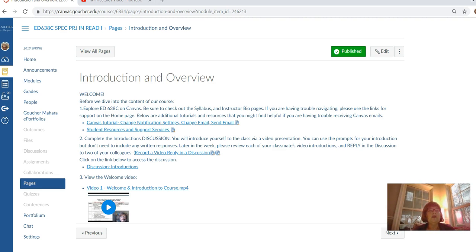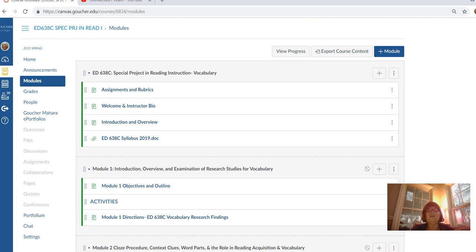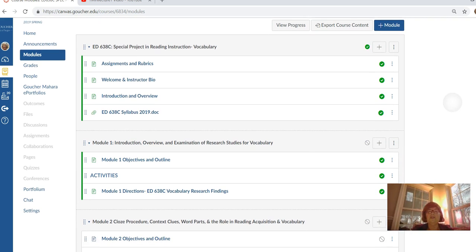And each week is broken down into modules. This is module 1, so I'm going to go back. This is what your basic page looks like.